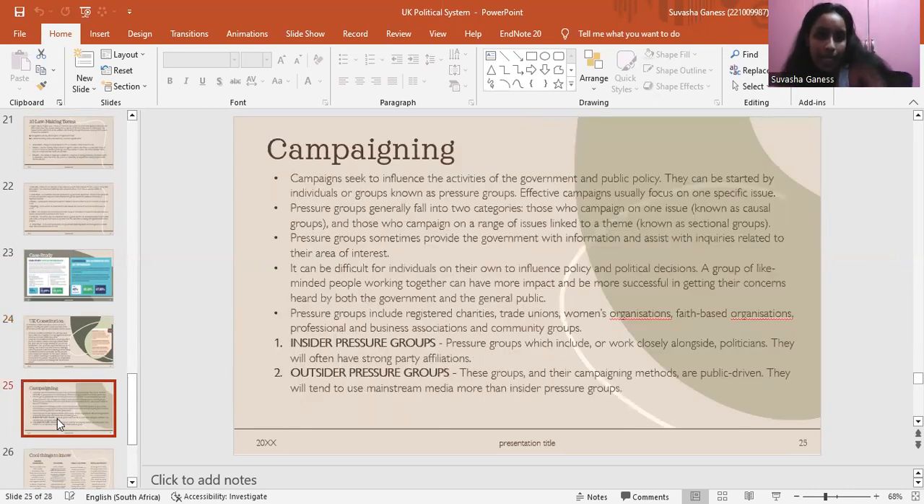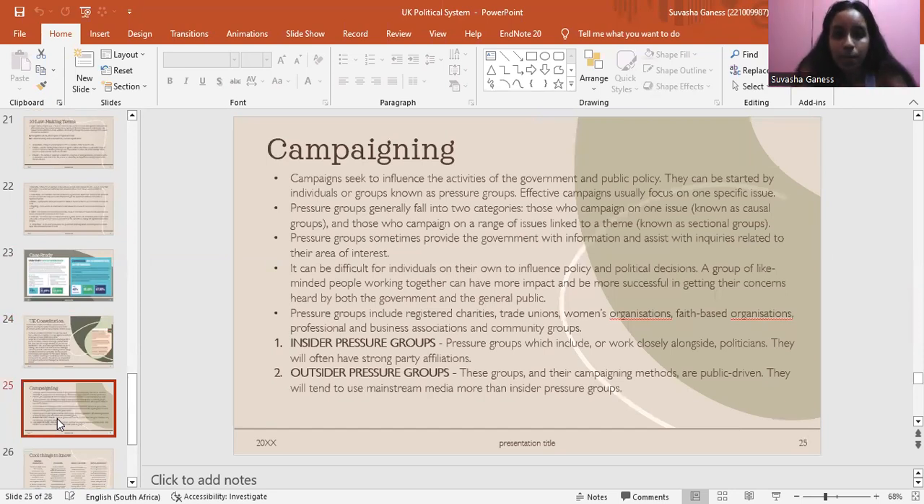Next, we're looking at campaigning, right? So campaigns seek to influence the activities of government and public policy. They can be started by individuals or groups of individuals known as pressure groups. Effective campaigns usually focus on one specific issue. Pressure groups generally fall into two categories. Firstly, those who campaign on one issue, which is known as cause groups, and those who campaign on a range of issues linked to a theme, known as sectional groups.